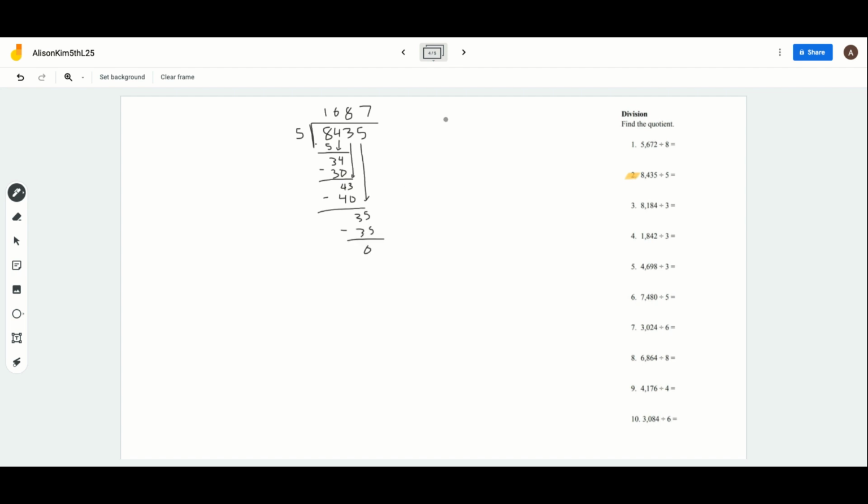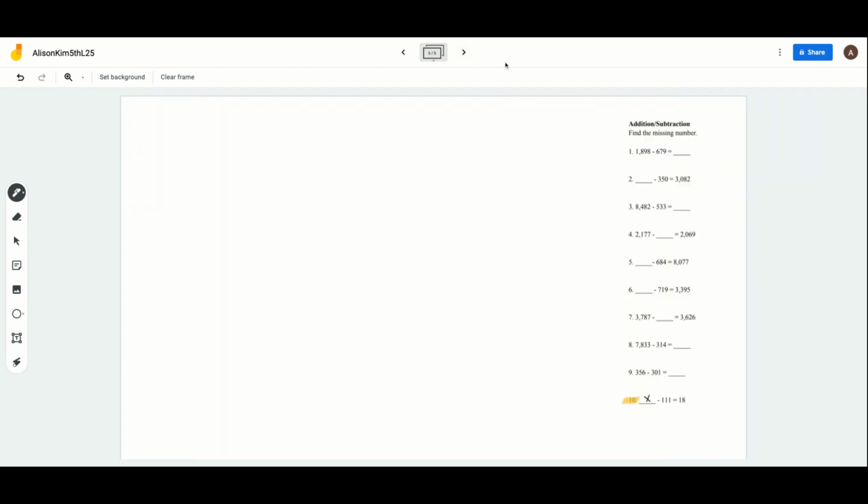So our quotient for number 2 is going to be 1,687. And then I'm going to box that. That's our answer for number 2. So for division, you just need to know which number goes where and know your multiplication tables.